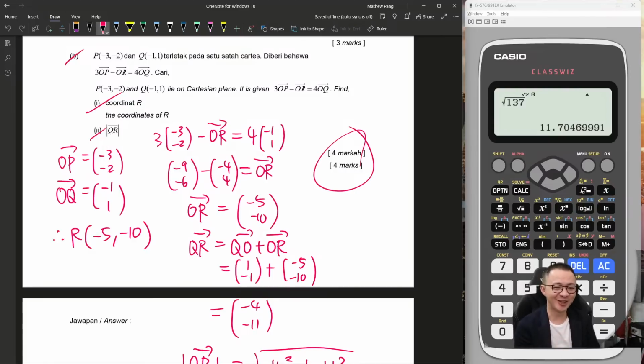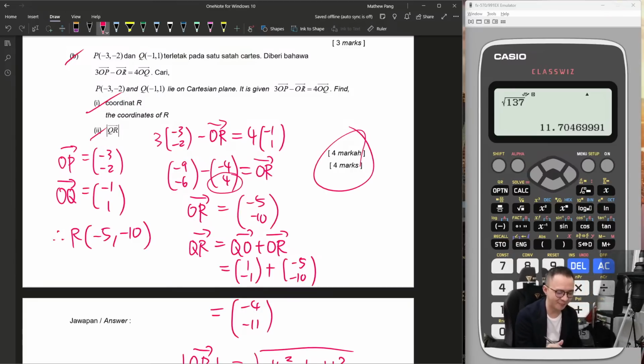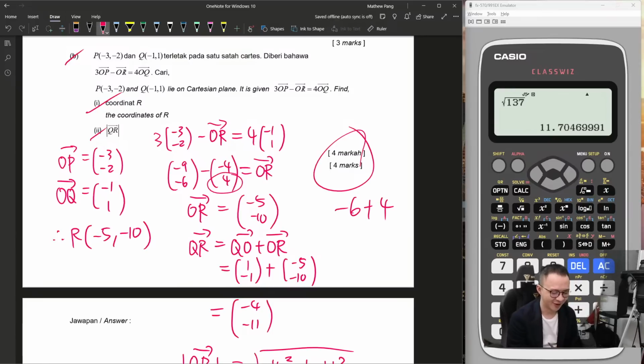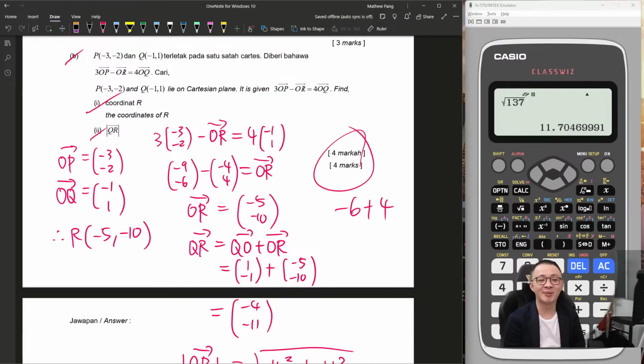Yes, you're right. The coordinate is -2, right? I'm not sure why at the bottom they do -6 plus 4, but it's not possible to have -6 plus 4 here. I just double-checked already. So yeah.